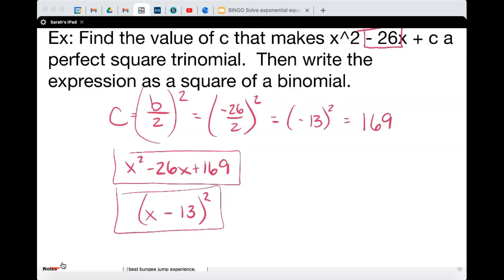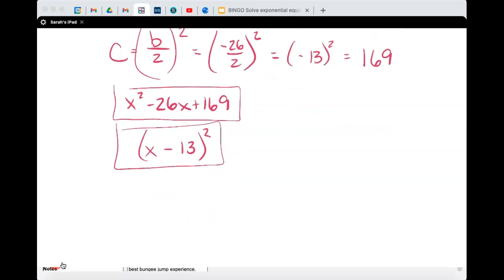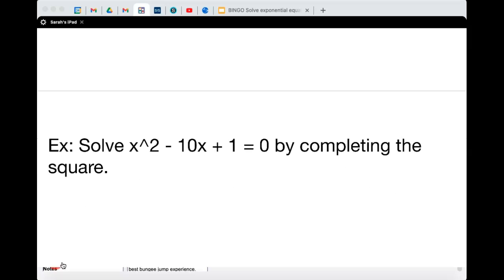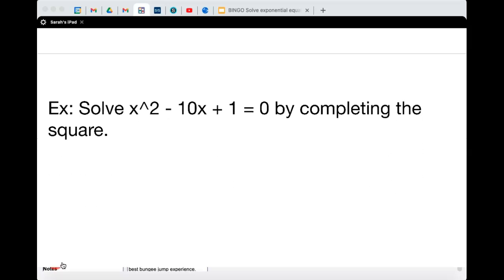So this is still easing you into completing the square. We haven't even done the process of completing the square yet. Are you going to do the process? Yes, we are. The next one is doing the whole process here. You betcha. Okay, so we have this lovely quadratic.